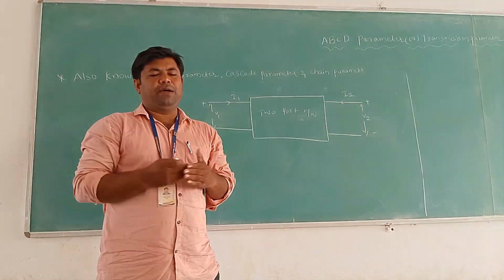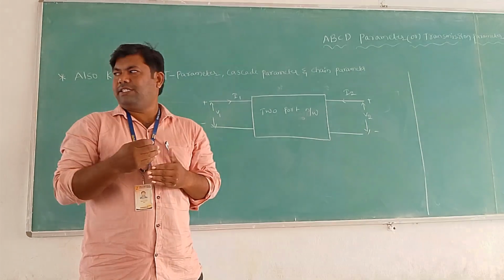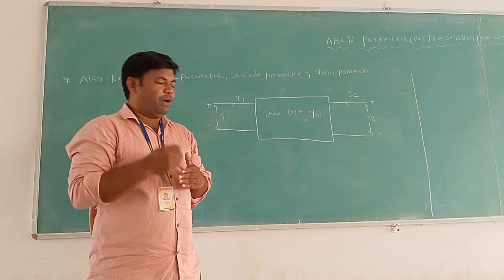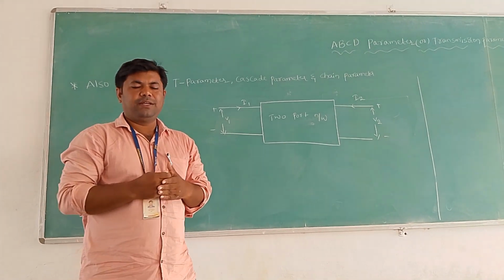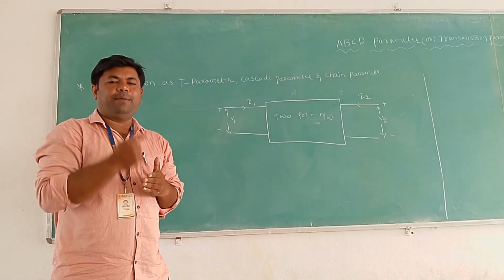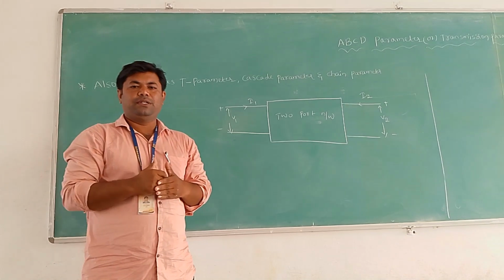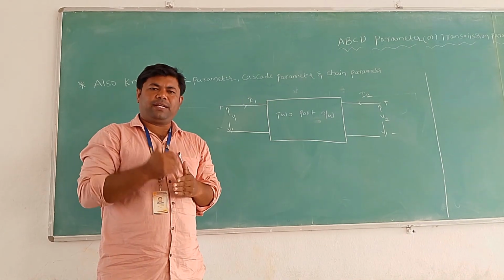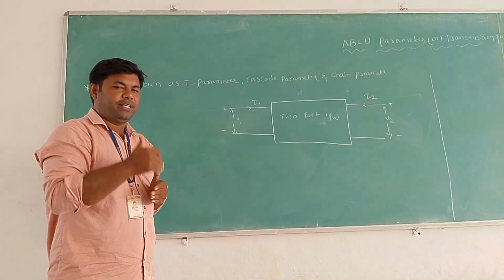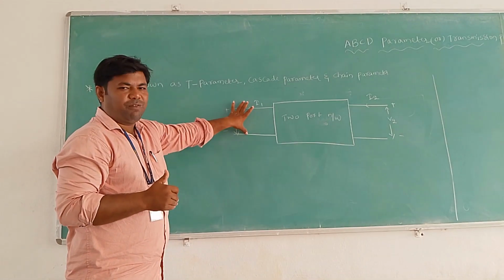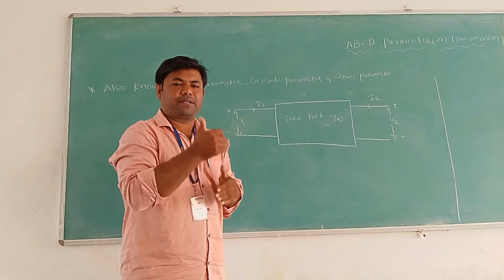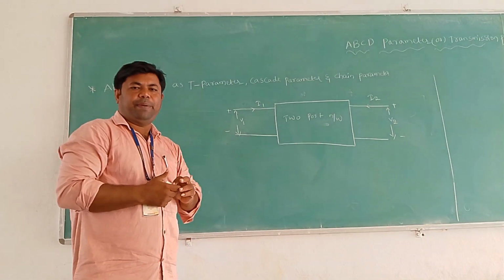When we are entering into the ABCD parameter, first we discuss the one port and two port networks. A network that has only one terminal is called a one port network. A network that has two terminals is called a two port network. For example, consider here voltage at one port. This is a one port network. If you have two, then we can call it a two port network. So first we discuss the ABCD parameter.